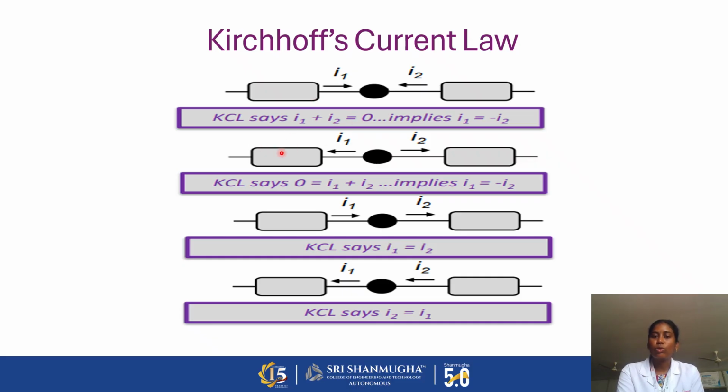That is your KCL. Kirchhoff current law says whenever the current is entering, that should be leaving. Otherwise, here at your node both the currents are entering. That means I1 plus I2 equal to 0, or I1 is equal to minus I2. Or if both the currents are leaving, then minus I1 minus I2 equal to 0, or I2 equal to minus I1. Or I1 plus I2 equal to 0. When one current is entering and another current is leaving, I1 equal to I2. Here also I2 current is entering, I1 current is leaving, so I2 equal to I1.